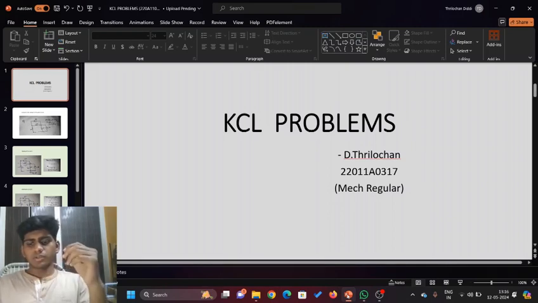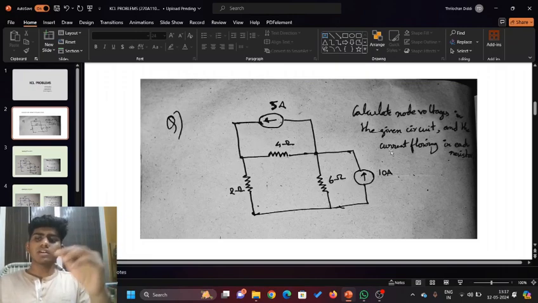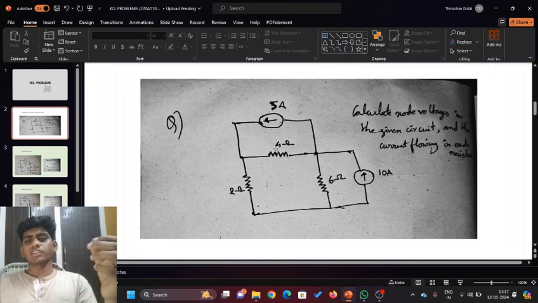So let's begin with this question. Calculate the node voltages in the given circuit and the current flowing in each resistor. There are two node voltages to find, and then the current flowing in each resistor: here, here, and here. So in total we have to find three currents and two node voltages, as this node is grounded and acts as a reference point.